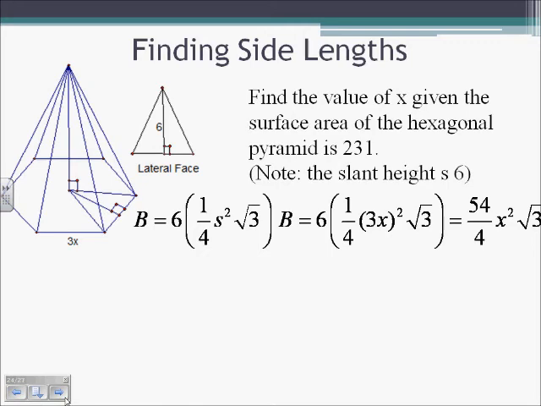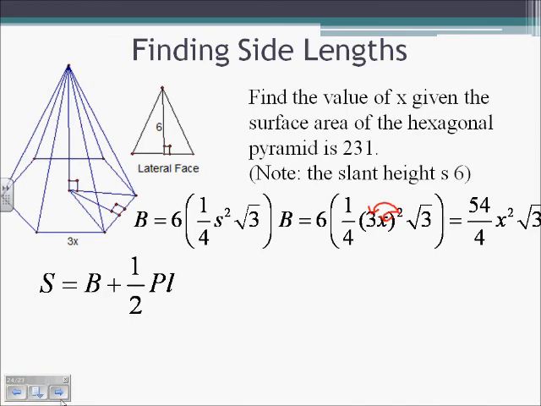Again, that 6 is there because we have 6 of those equilateral triangles from our hexagon. And the area of each equilateral triangle is 1/4 times our side, which is 3x, squared. Again, all of 3x is in parentheses, which means we need to square both the 3 and the x. So we're going to get a 9x squared there over 4. So 9x squared over 4 times our 6 is going to give us 54 over 4 x squared times the square root of 3.